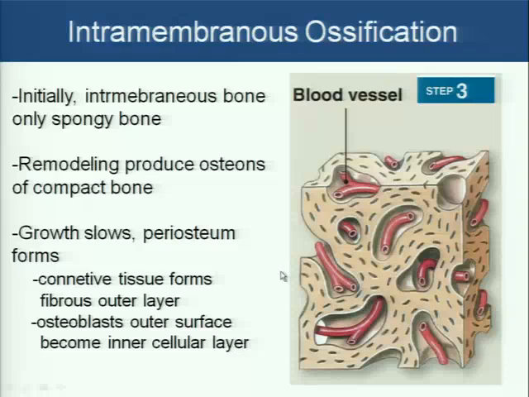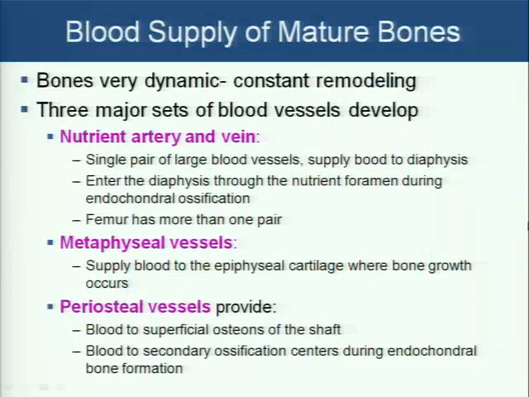Around it, as the growth slows down, the periosteum is going to form. Okay, and again, that's an outer layer of connective tissue. Okay, and some of the osteoblasts then become the intercellular layer of the periosteum. Okay, see, I told you that one wasn't so bad.